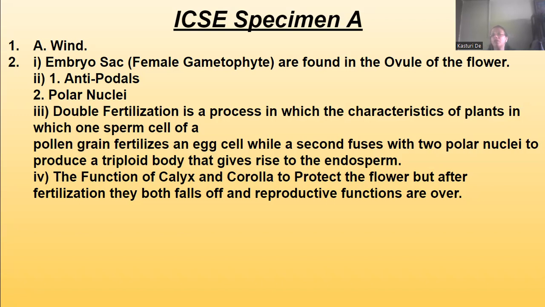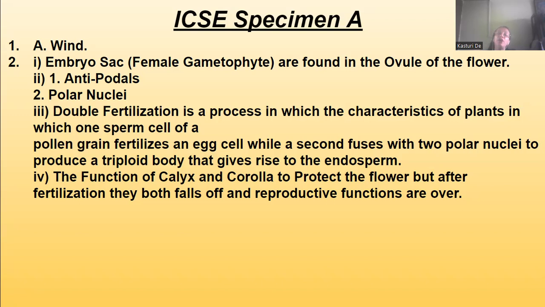So what is double fertilization? It's a process where two fertilizations take place simultaneously. There are two germ nuclei, male nuclei. The first one fertilizes the egg cell, while the second male nucleus combines with the two polar nuclei, forming a triple fusion and forming the endosperm.